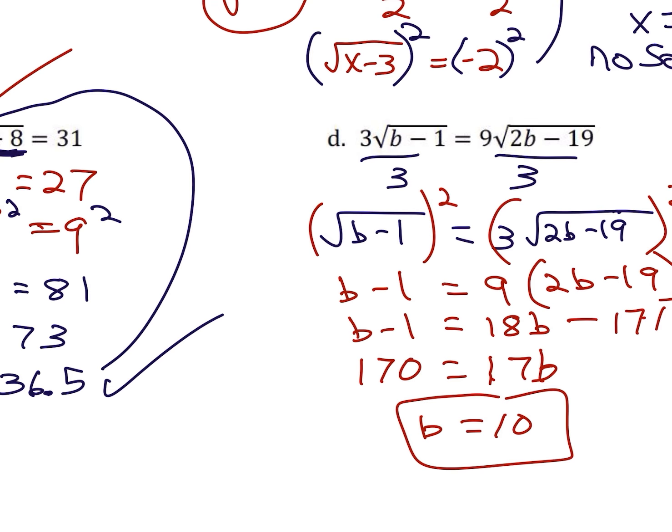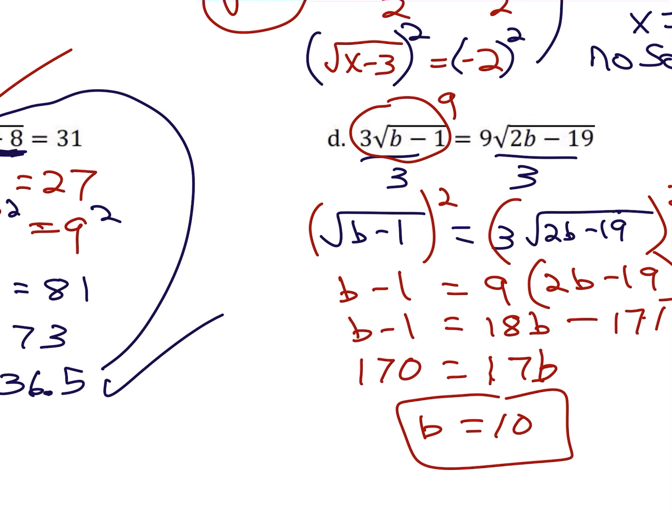All right, we have to always check to make sure it works. So we're going to do a little mental math up here. When we put the value of 10 in for b, right here, we're going to get 3 times the square root of 9, which is 3. So it's 3 times 3 or 9. So on this left side, we get 9 when we put the 10 in.